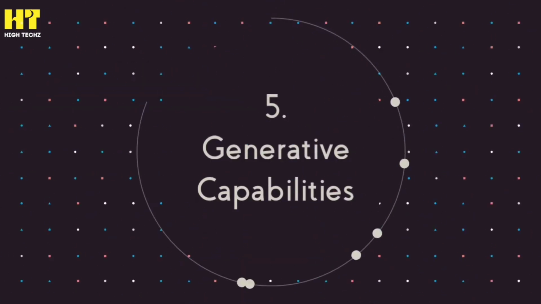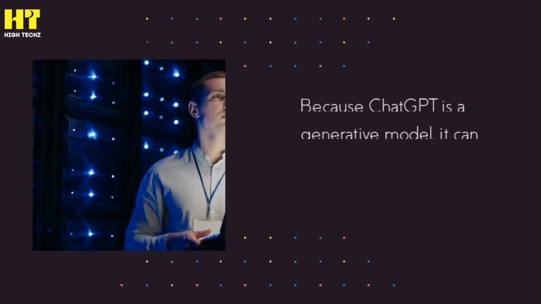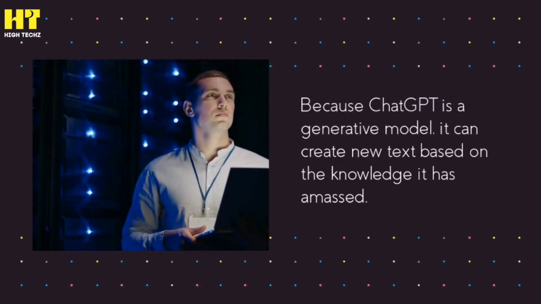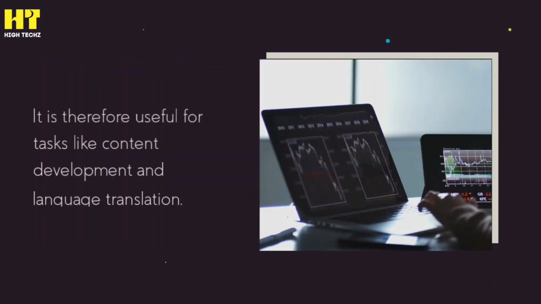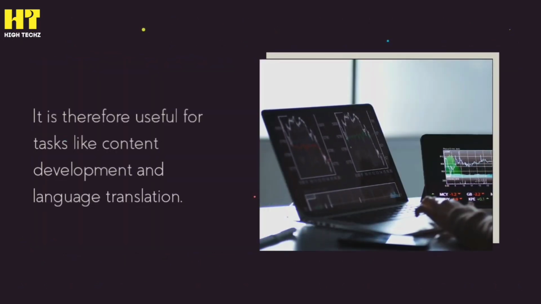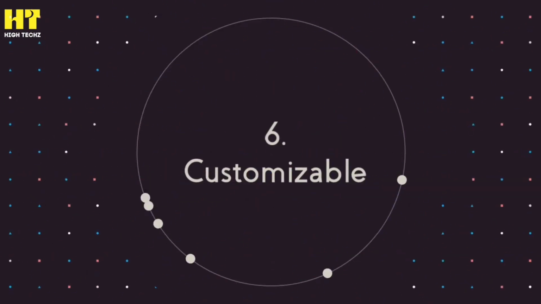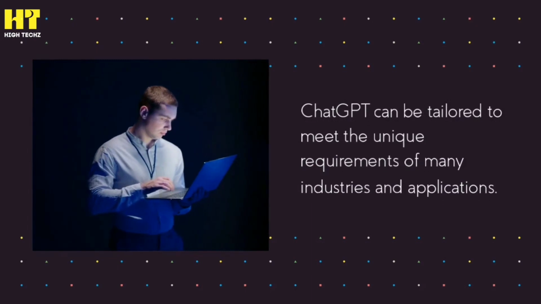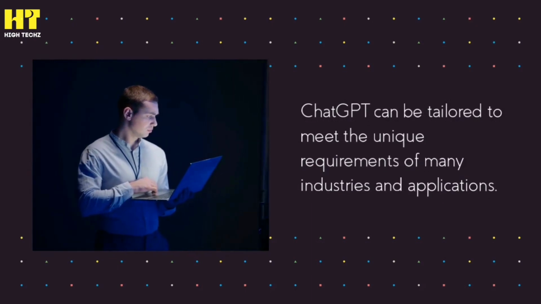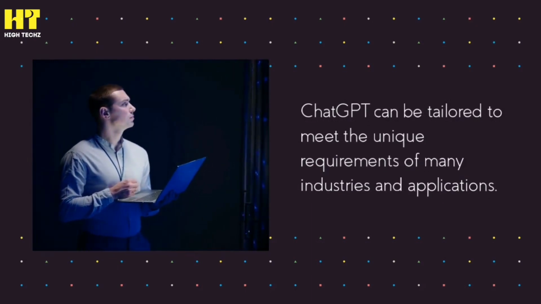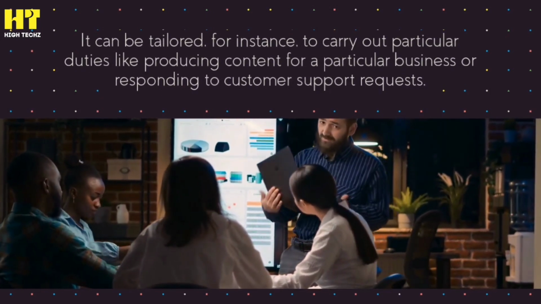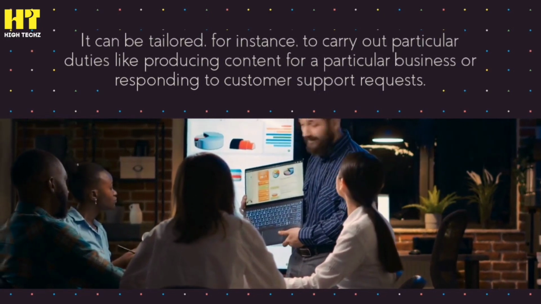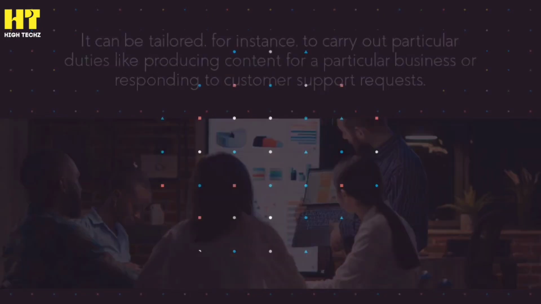5. Generative capabilities. Because ChatGPT is a generative model, it can create new text based on the knowledge it has amassed. It is therefore useful for tasks like content development and language translation. 6. Customizable. ChatGPT can be tailored to meet the unique requirements of many industries and applications. It can be tailored, for instance, to carry out particular duties like producing content for a particular business or responding to customer support requests.